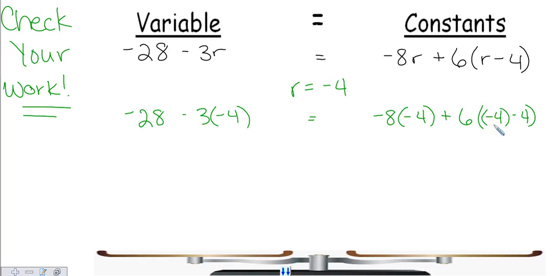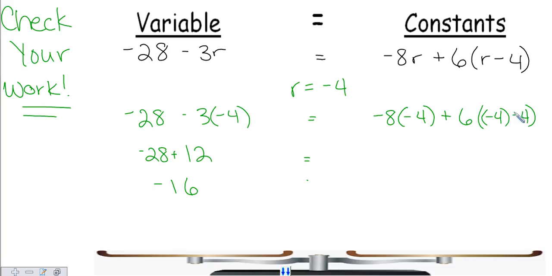Okay, so now let's work on simplifying this down. I'm going to start over here on the left. Negative 3 times negative 4 following my order of operations is going to be positive 12. Negative 28 plus 12 will be a negative 16. We'll see if the other side is equal to that as well. Okay, I can do this one of two ways. I could either distribute that back out, or I could combine these terms following parentheses as well. So we're going to go ahead and do parentheses.